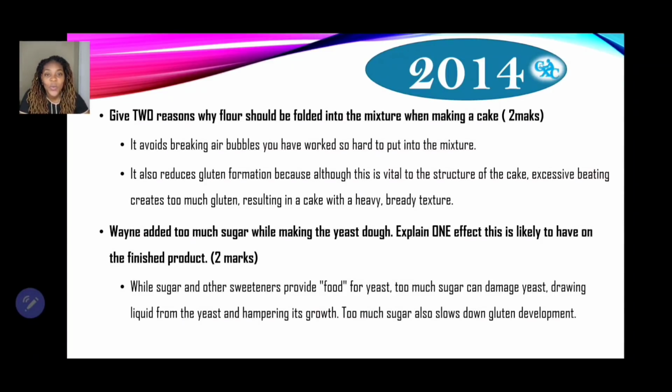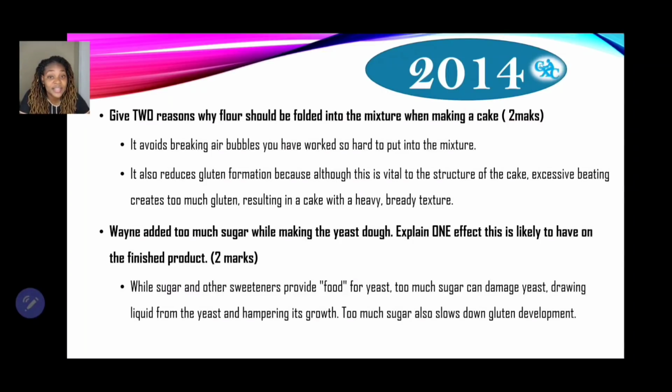Next question. Wayne added too much sugar while making a yeast dough. Explain one effect this is likely to have on the finished product. 2 marks. Now, while sugar and other sweeteners provide food for yeast, because we need the yeast to be activated, so we add the food, right?